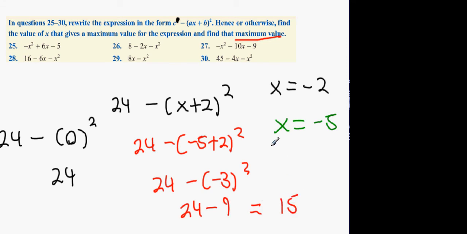Any other value of x other than the value of x that turns it into the 0 will give a smaller answer than the maximum value. So the maximum value in all these questions from 25 to 30 is the value of x that turns the squared part into 0. Any other value gives you a smaller number than 24. So let's figure out how to go about doing these ones.